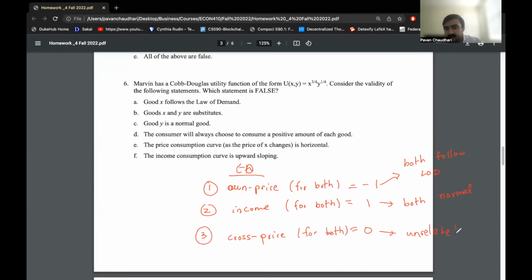Okay, so you could either find the demand functions here, which I still recommend you should do. But if you know the properties here, you could start crossing off answers. So you know that they both follow the law of demand. So this is true. You know that they're not substitutes. They're unrelated. So this is the answer. Good Y is a normal good for sure. You could figure out the PCC and ICC and find these are true for sure. And for this one, you do need to know this, which is that you'll never have a corner solution when you have Cobb-Douglas. So that's why D is definitely true.